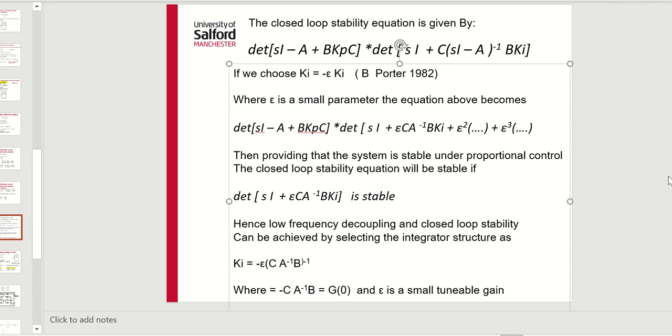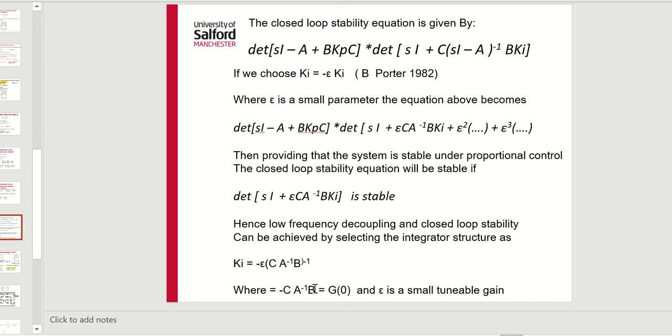Here we go. So if we now choose Ki as CA to the minus 1 B to the minus 1, then when we multiply these two terms together, this just becomes simply the unit matrix times epsilon. So you're guaranteed then that this is stable, because sI plus epsilon I is going to be stable, definitely. So this is the trick now that we can apply to ensure that this part of the expression is always stable, if we choose Ki equal to CA to the minus 1 B to the minus 1.